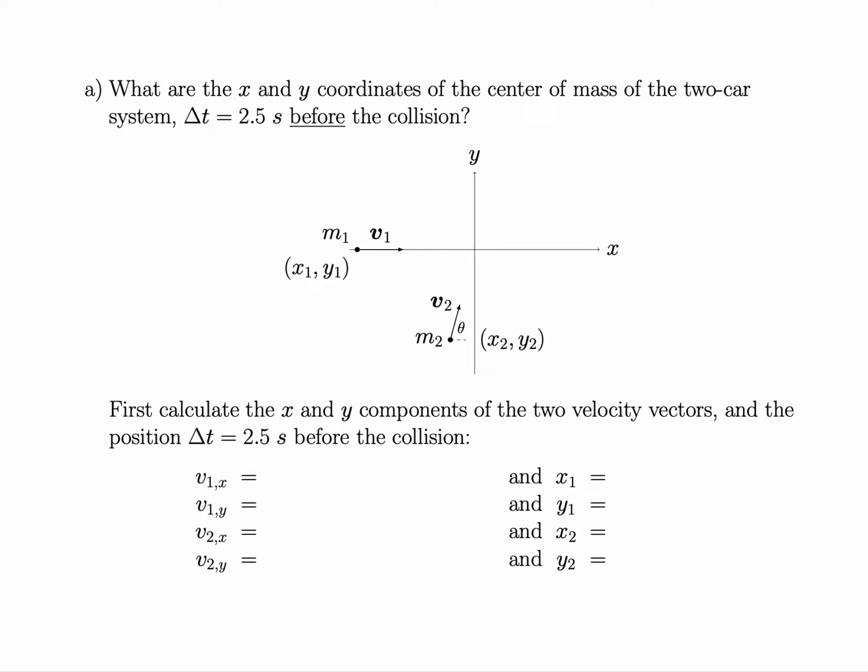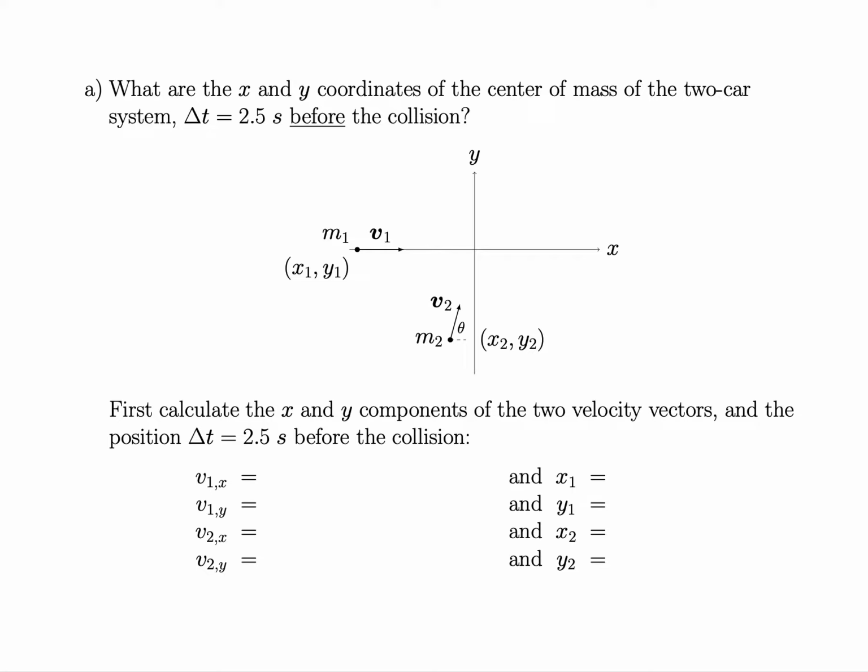So let's proceed to try to determine the x and y coordinates of the center of mass of the two cars before the collision. In order to do this, we'll have to do some simple kinematics. If we can figure out the x and y components of the velocity of the two cars, we can use kinematics to figure out where they were 2.5 seconds before the collision. If the cars move at uniform velocity, then we can just use distance equals velocity times time to find the x and y coordinates 2.5 seconds before the collision.